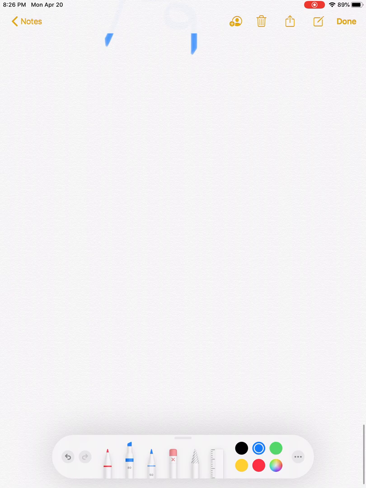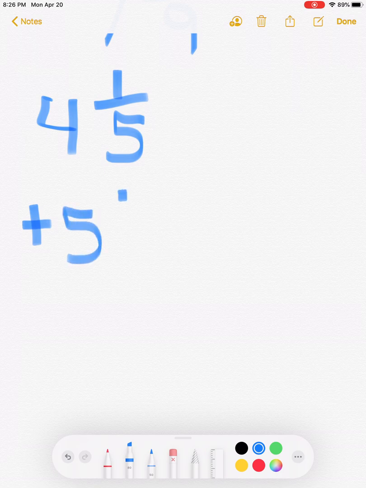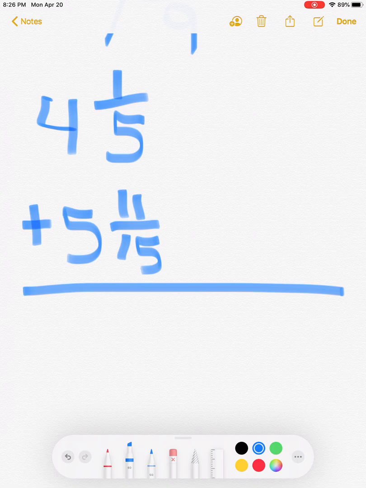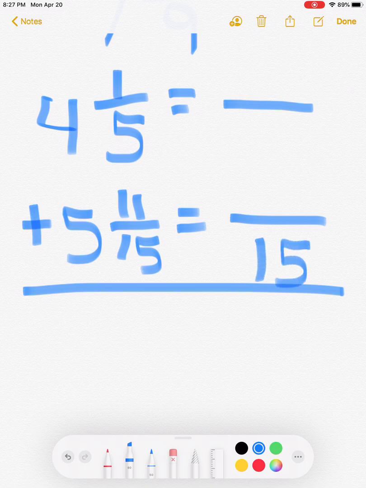Here's another one. 4 1/5 plus 5 11/15. Okay, so let's look at this. Now, we see we don't have a common denominator, so we're going to get that. We're basically ignoring those whole numbers, 4 and 5 right now. We're just focusing on the fraction part. So the common denominator of 5 and 15 is 15. So I'm going to put a 15 on both. And this 11/15 does not change.